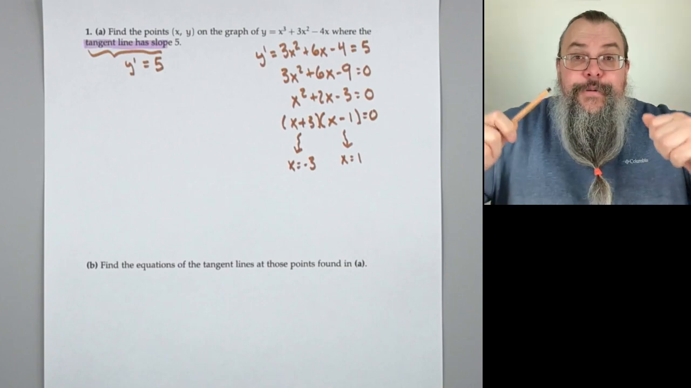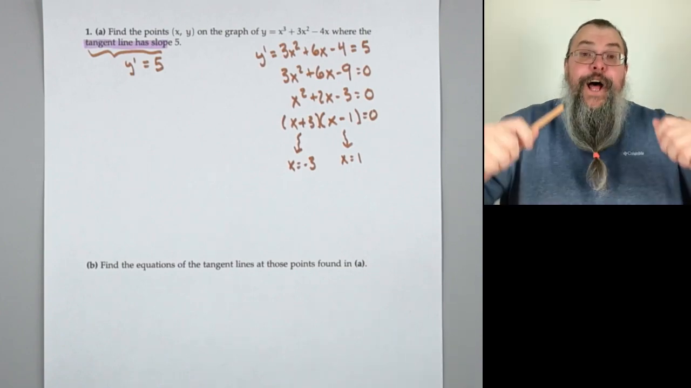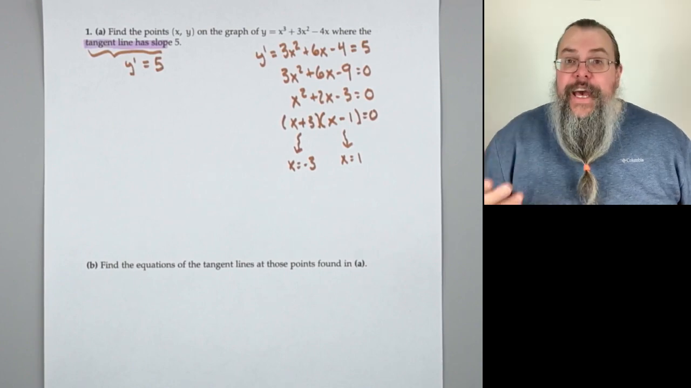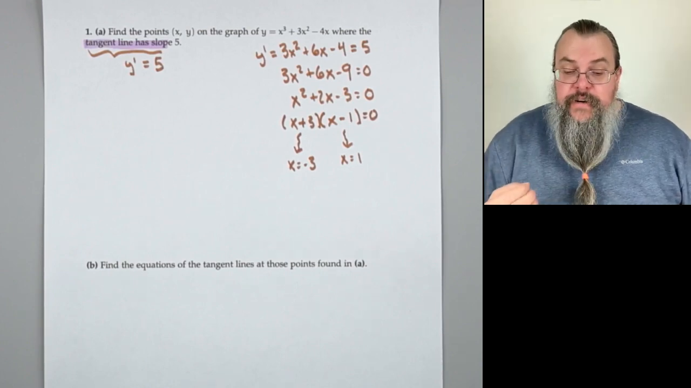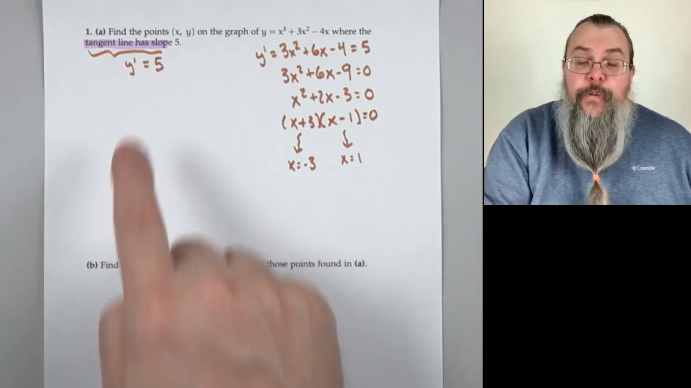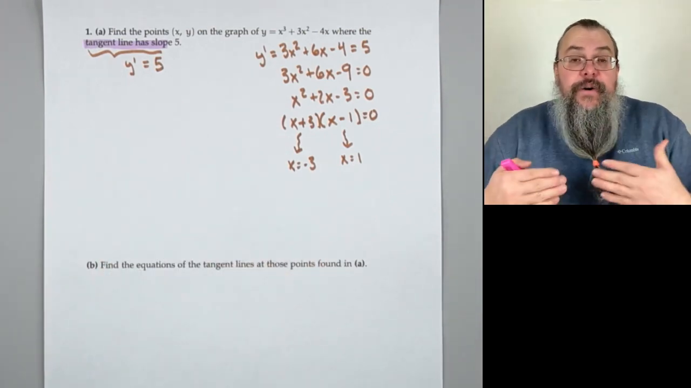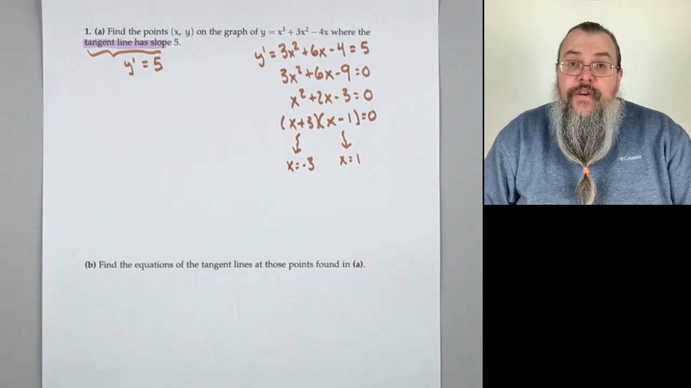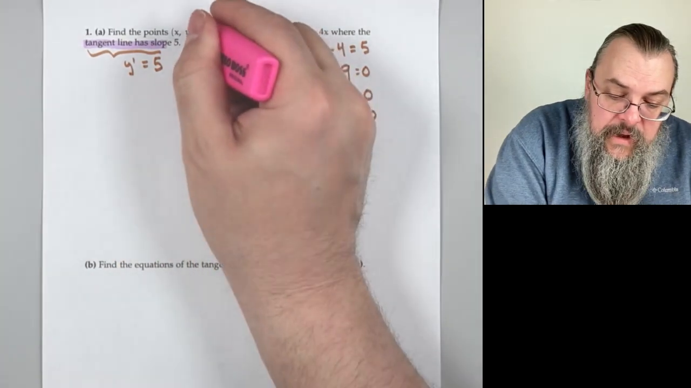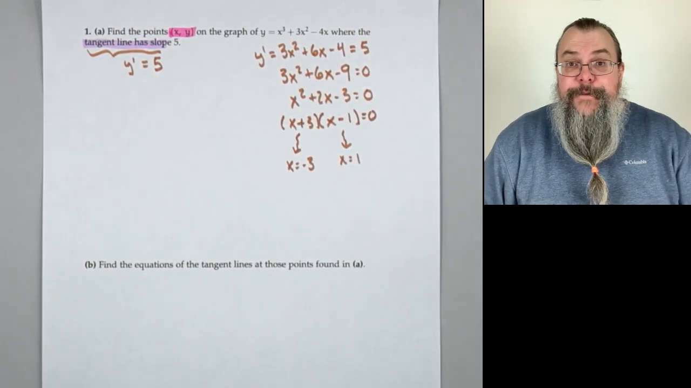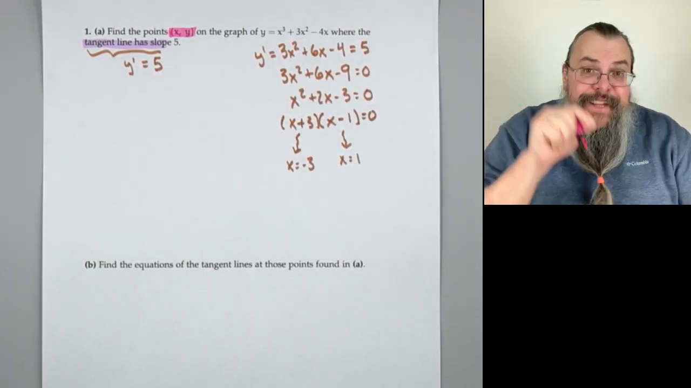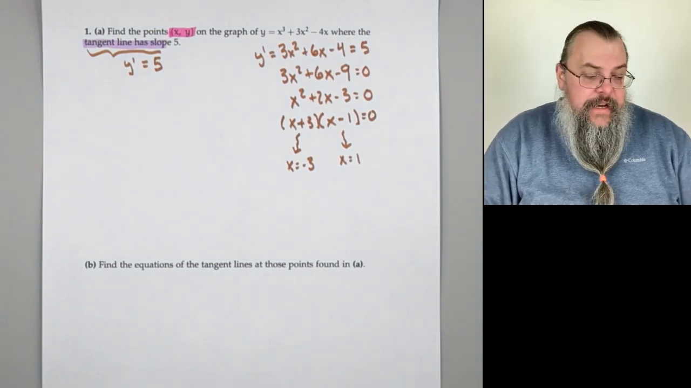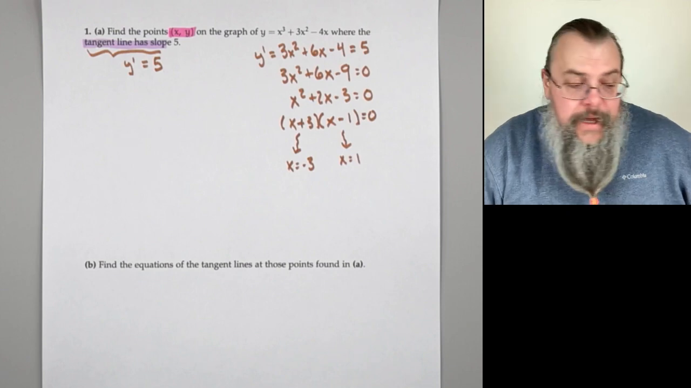And now, are we done? Well, no. We have to be careful. We've certainly made great progress. But what we've done is figure out when y prime equals 5. So we know for which values of x, y prime equals 5. But the question says find the points x comma y. All right, so we've got the first half of the points, the x values. So we need to find the second half. We need to find the y.